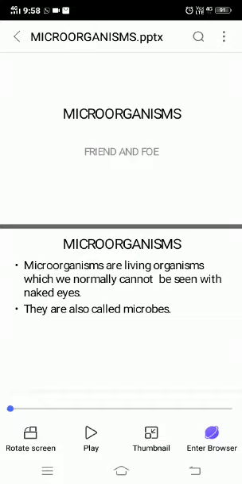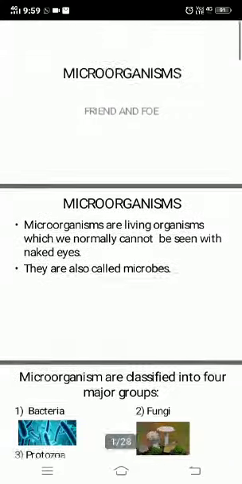Microorganisms are living organisms which normally cannot be seen with naked eyes. They are also called microbes. Naked eyes means without using a microscope or any other equipment, we cannot see microorganisms. We need a microscope or some other equipment for seeing them. That is why they are called micro, which means very small. Microorganisms are also called microbes.